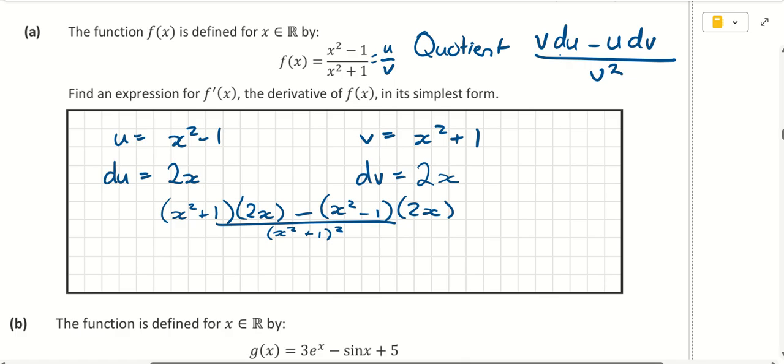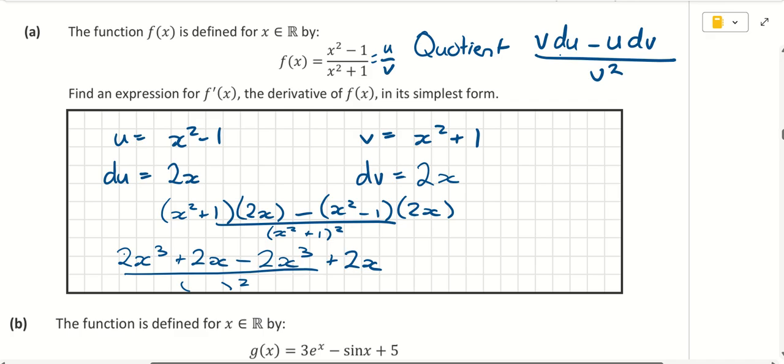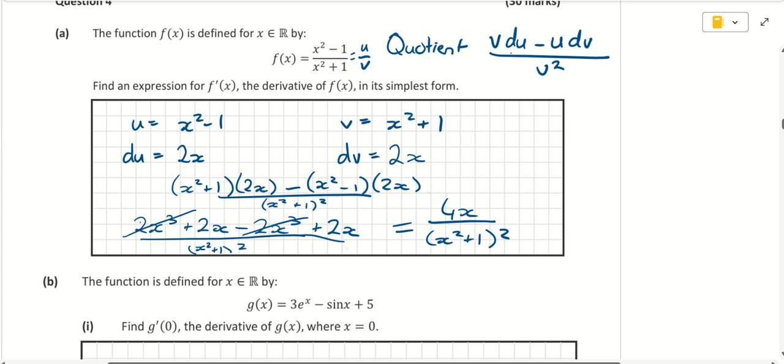So we will get 2x by x squared, so we get 2x cubed plus 2x, minus x squared by 2x, so minus 2x cubed, and then minus 2x with a minus there, so it'll be plus 2x. And then all over the bracket squared again, (x squared plus 1) squared. I'm just going to leave it at that. Let's simplify: you see the x cubes will cancel out and you will get 4x over (x squared plus 1) squared. That's all in the formula book, this rule. So that's part A.